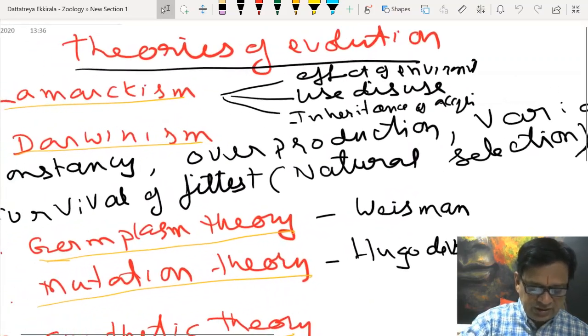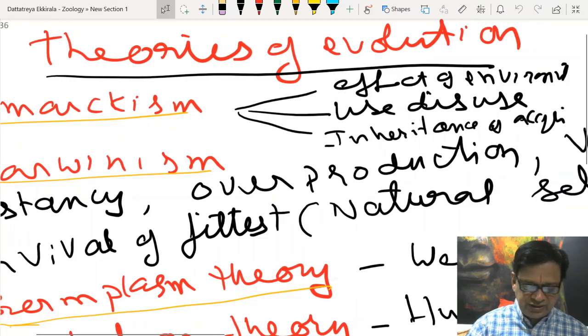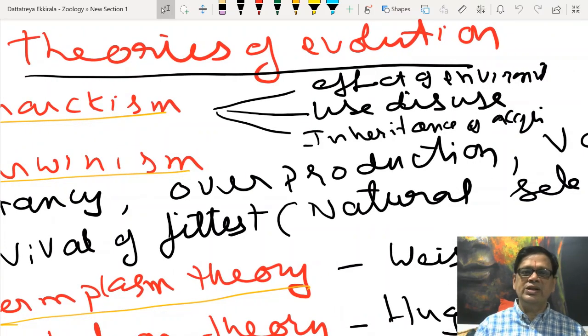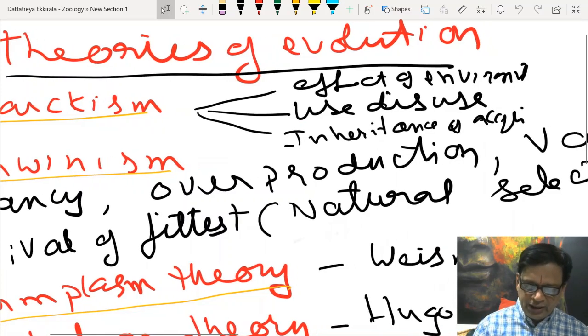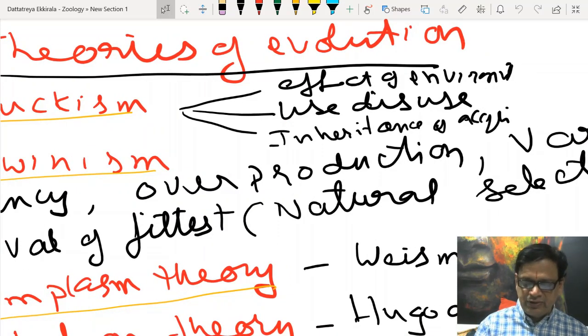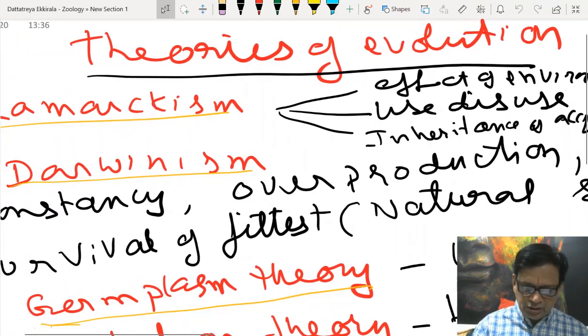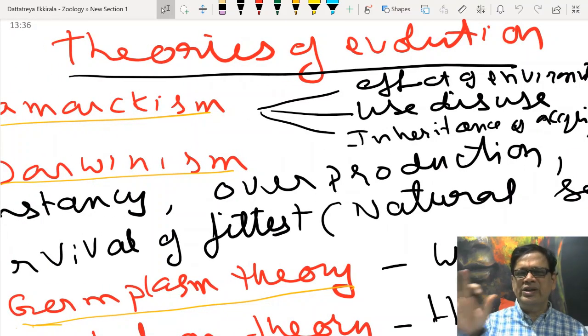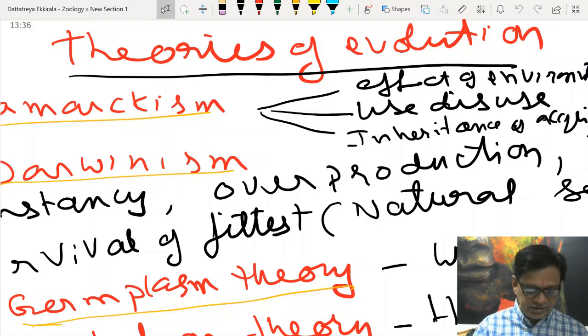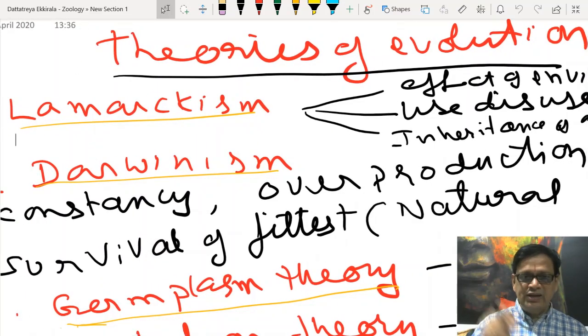The first scientific theory on evolution was given by Jean-Baptiste de Lamarck. He wrote a book called Philosophie Zoologique. There are three basic things: effect of environment, use and disuse theory, and inheritance of acquired characters. But the most criticized part is inheritance of acquired characters. There are certain supporters of Lamarck's theory also, called neo-Lamarckists.